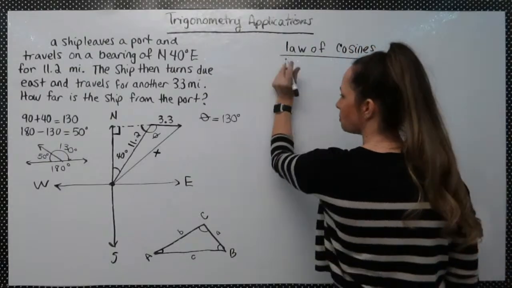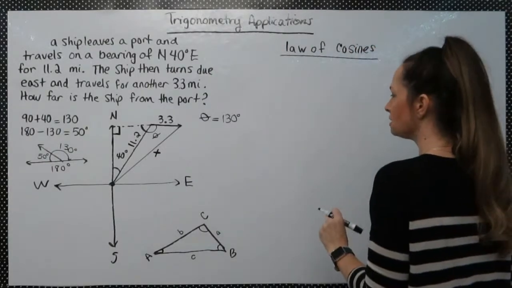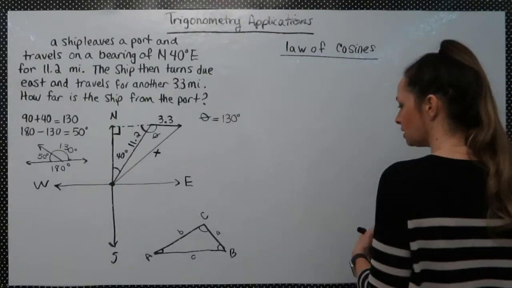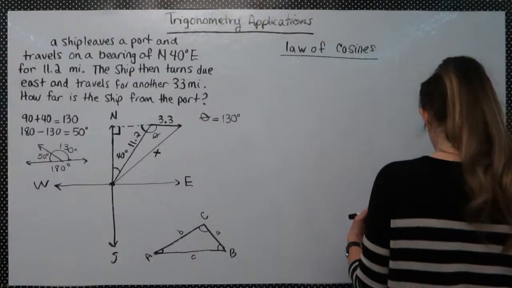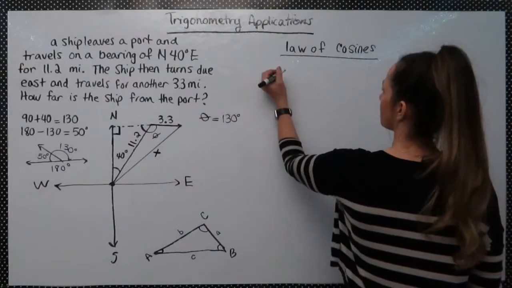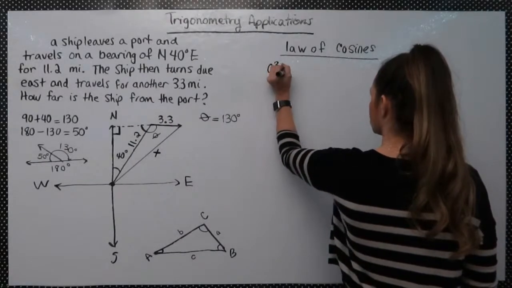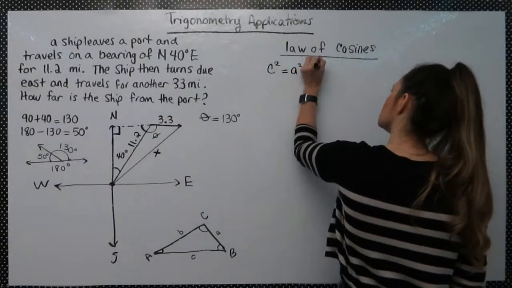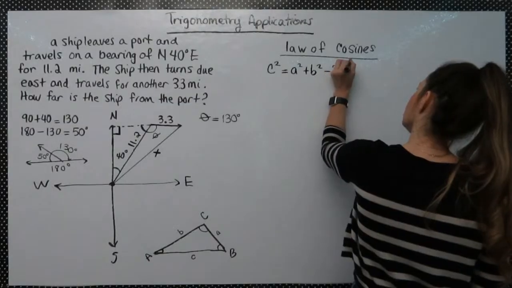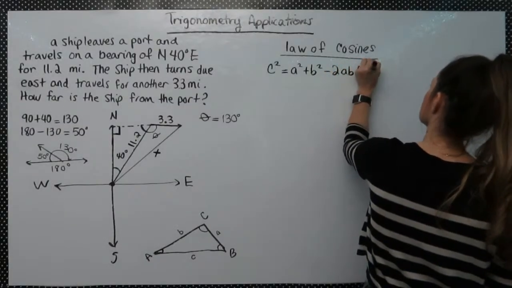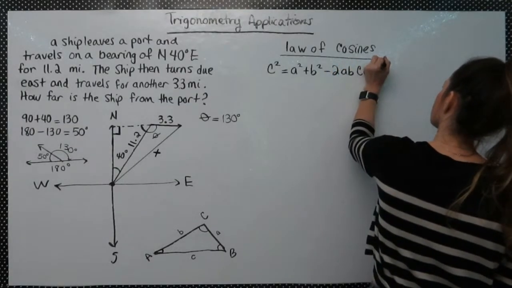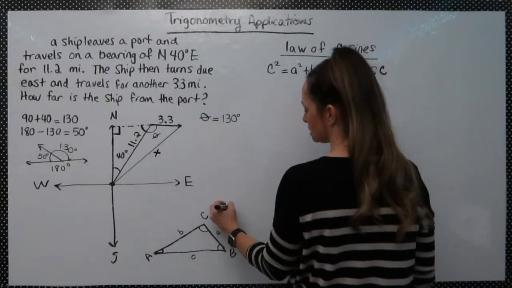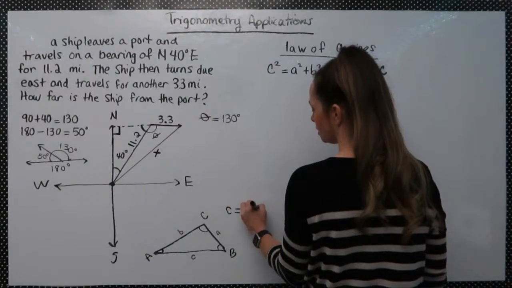Technically, I believe that you could use the law of sines in this problem. However, in this specific case, I believe that the law of cosines would be more efficient. It's just one formula to use. So we're going to use c squared equals a squared plus b squared minus 2ab times the cosine of c, because we know angle C. So we'll say C equals 130 degrees.